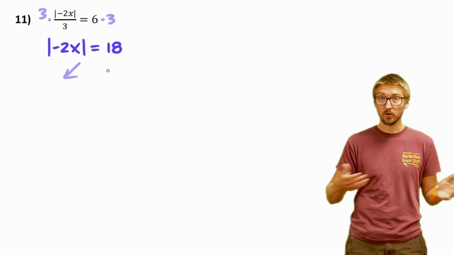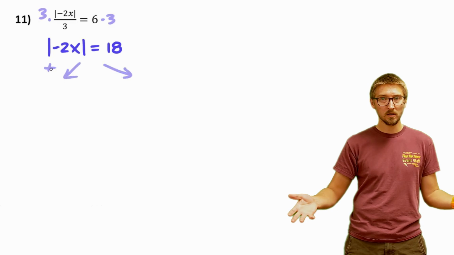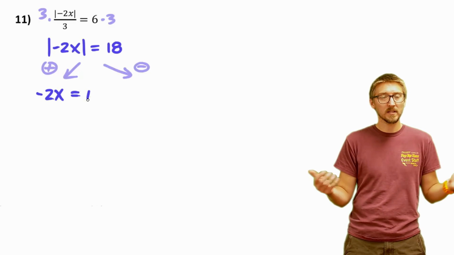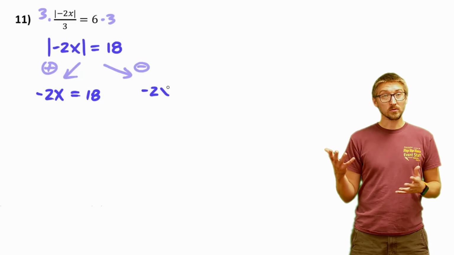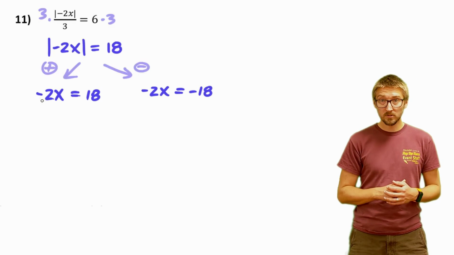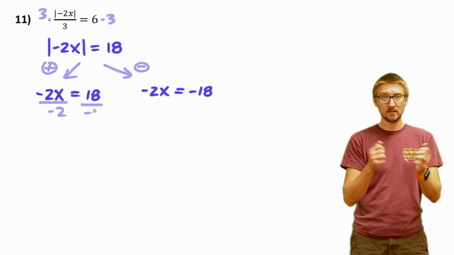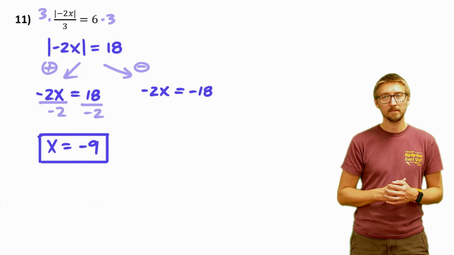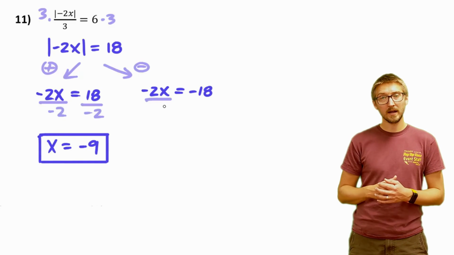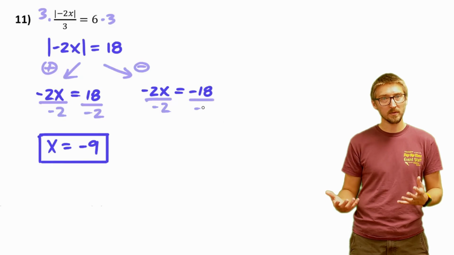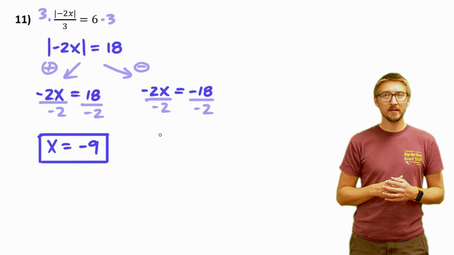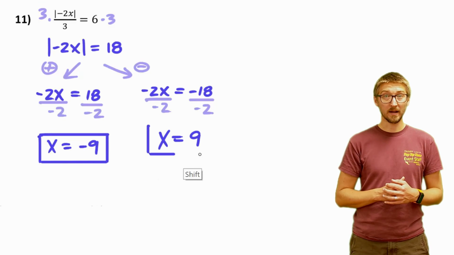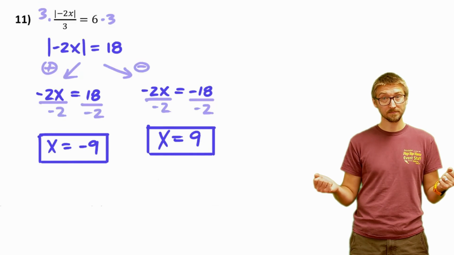This is a spot where you can branch out and cover the two situations, because remember, whatever's inside just has to be 18 or negative 18. And that's where we get the two branches. So negative 2x equals 18 means divide by negative 2. Those numbers are attached, so dividing is what you do there. 18 divided by negative 2 is negative 9. The negative version, negative 2x equals negative 18. Dividing by negative 2 again, a negative divided by a negative produces a positive 9 in this case. So my answers are 9 and negative 9.